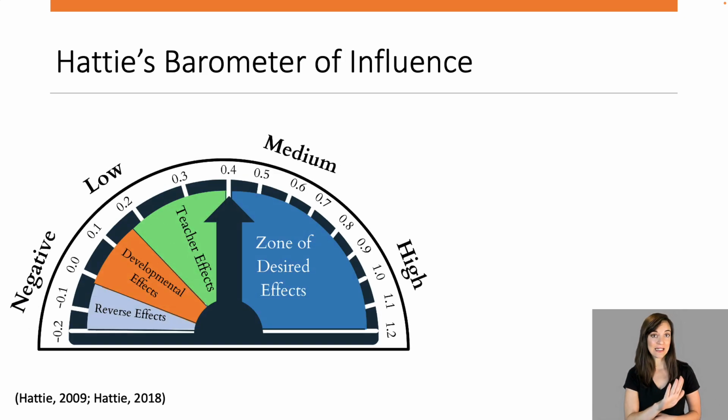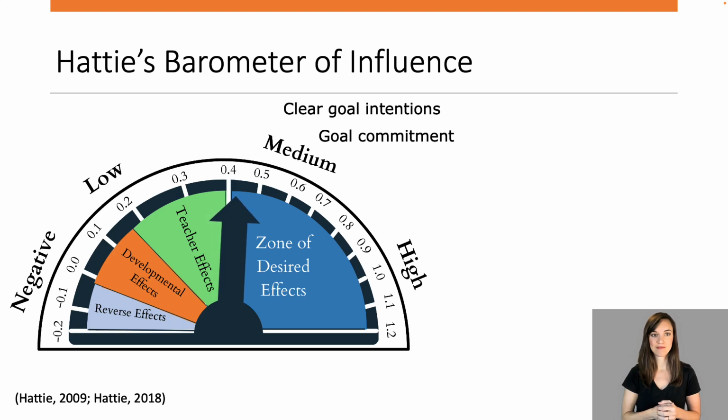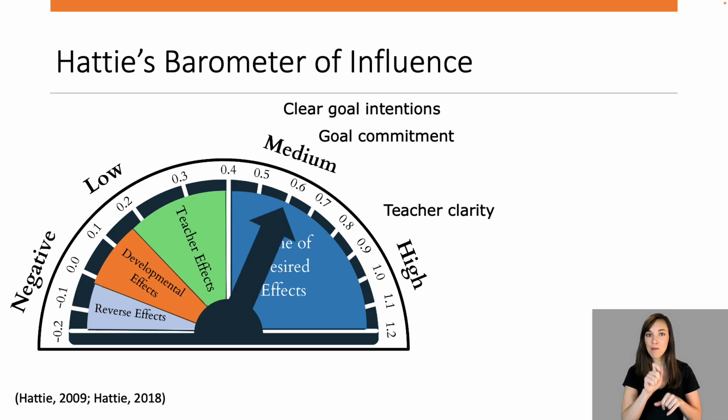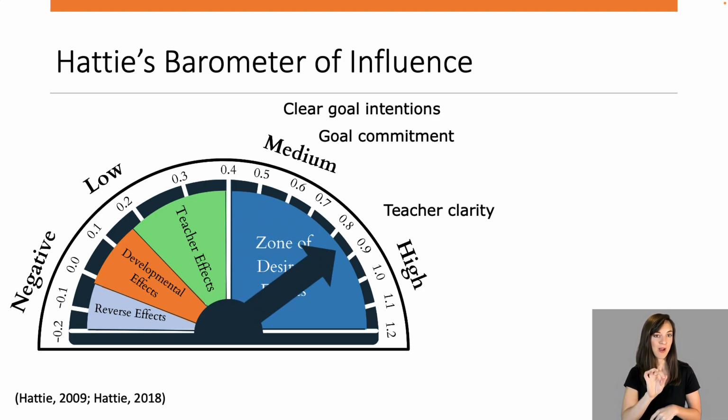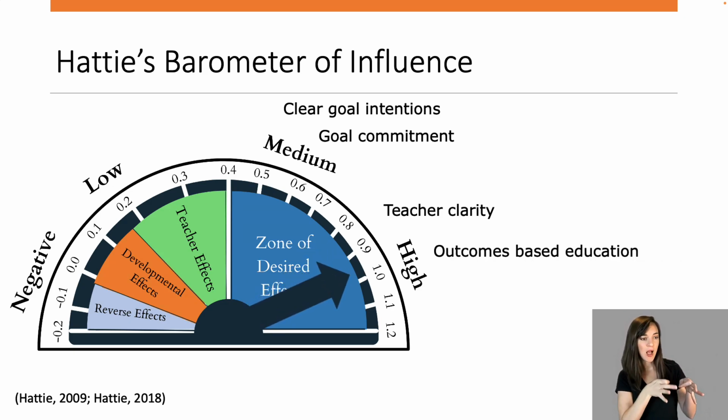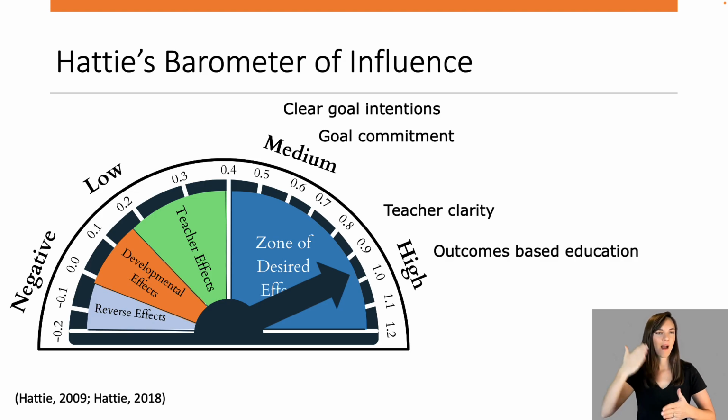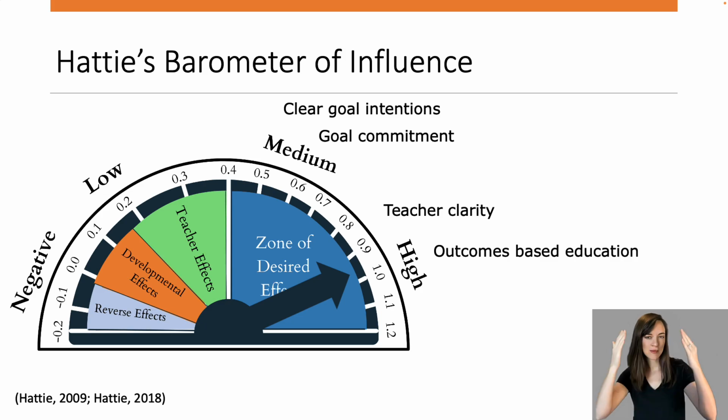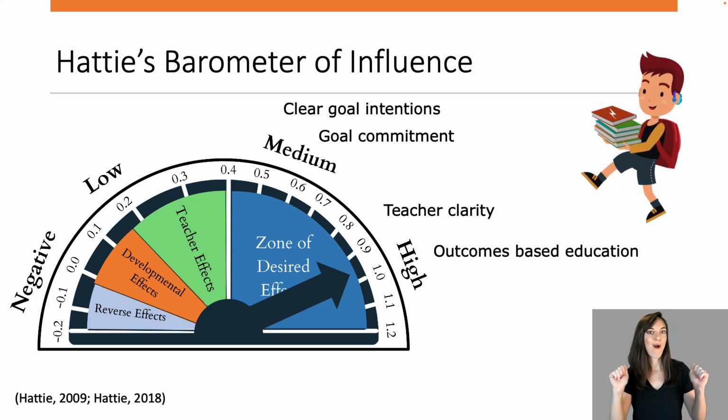Hattie concluded with his barometer of influence several influences that impact learning related to goals. Clear goal intentions and goal commitment both have an effect size of 0.44. Teacher clarity at 0.85, which is clearly communicating the learning intentions of the lessons, and outcomes-based education of 0.97, which is based on developing the desired outcomes of the education experience and expecting all students to then reach those benchmark goals. All of these findings indicate positive outcomes for all students, including students who are DHH.